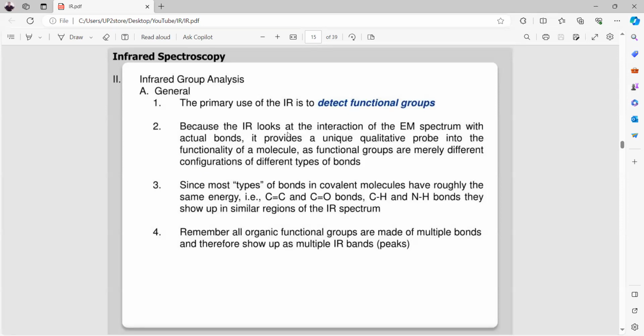Because IR looks at the interaction of the electromagnetic spectrum with actual bonds, it provides a unique qualitative probe into the functionality of a molecule, as the functional groups are merely different configurations of different types of bonds. Since most types of bonding in covalent molecules have roughly the same energy, C double bond C and C double bond O bonds, CH and NH bonds show up in similar regions of the IR spectrum. Remember, all organic functional groups are made of multiple bonds and therefore show up as multiple IR bands or peaks.